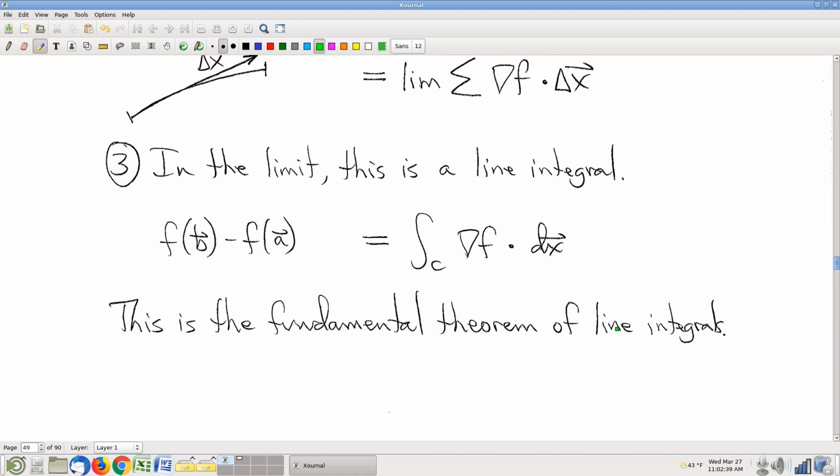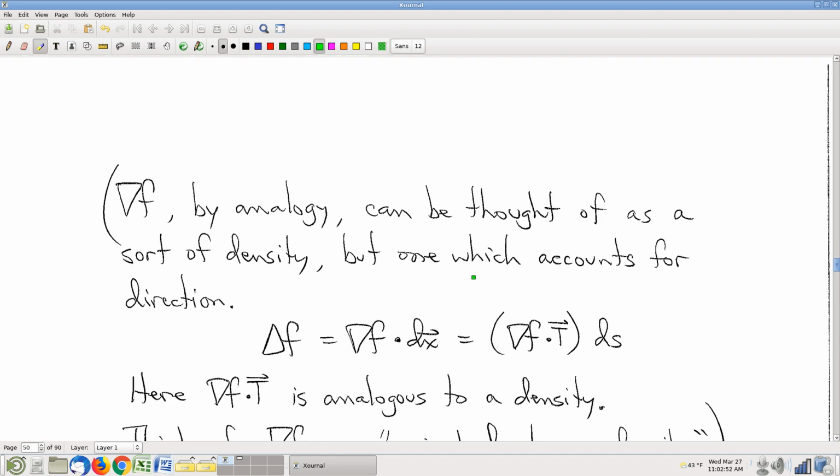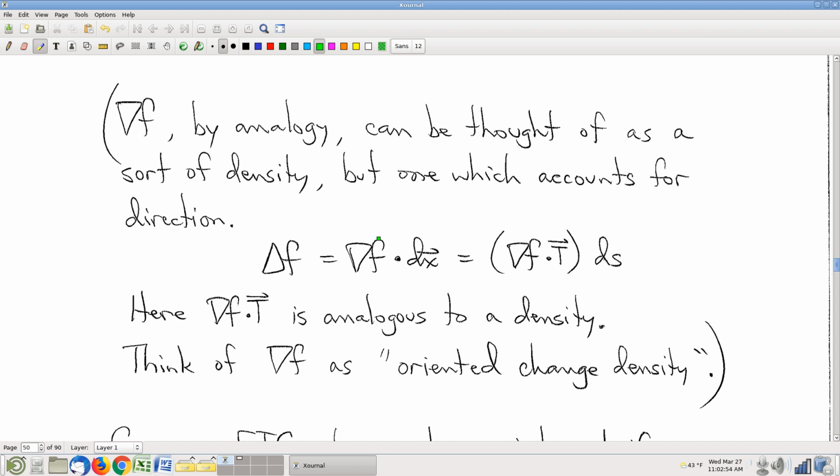And the answer is kind of, in a way that I can't really fully elaborate on right now, but we'll come back to at a later date. But in a way, this is a kind of like a density. Just not 100%. Here's the problem. If I want to think of this as a density, I have to come to terms with the fact that it's a vector. We've never seen a vector be a density before.